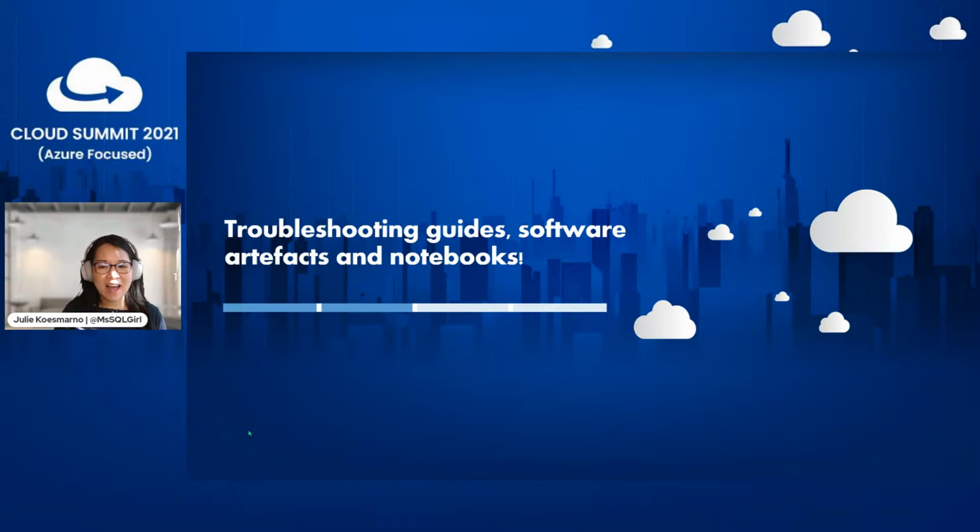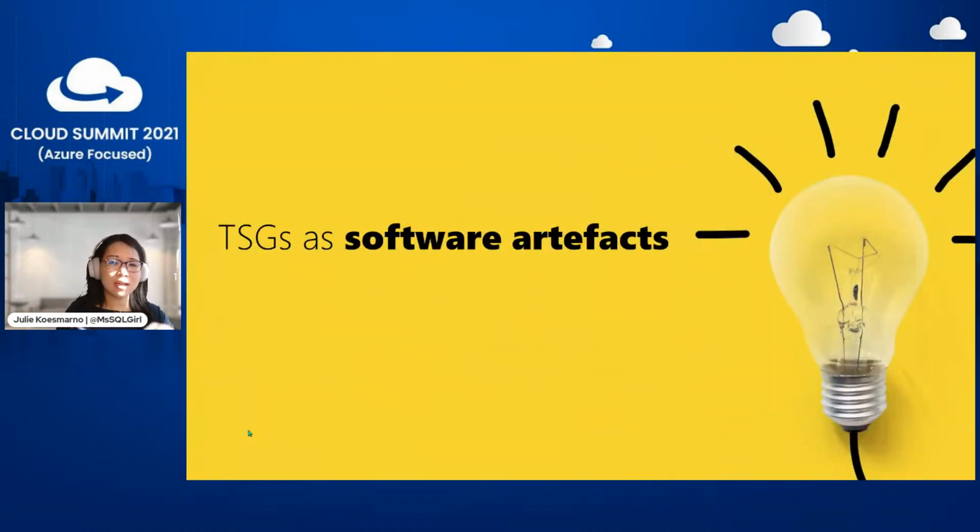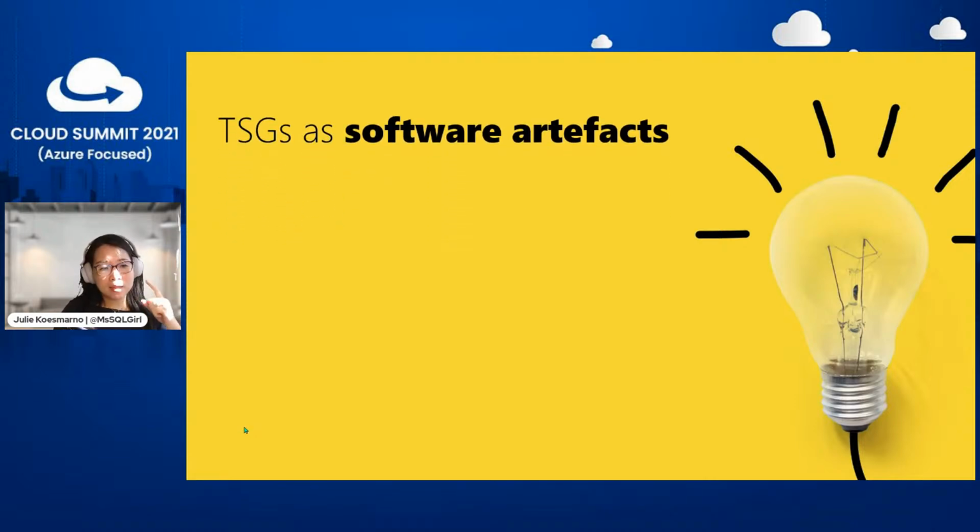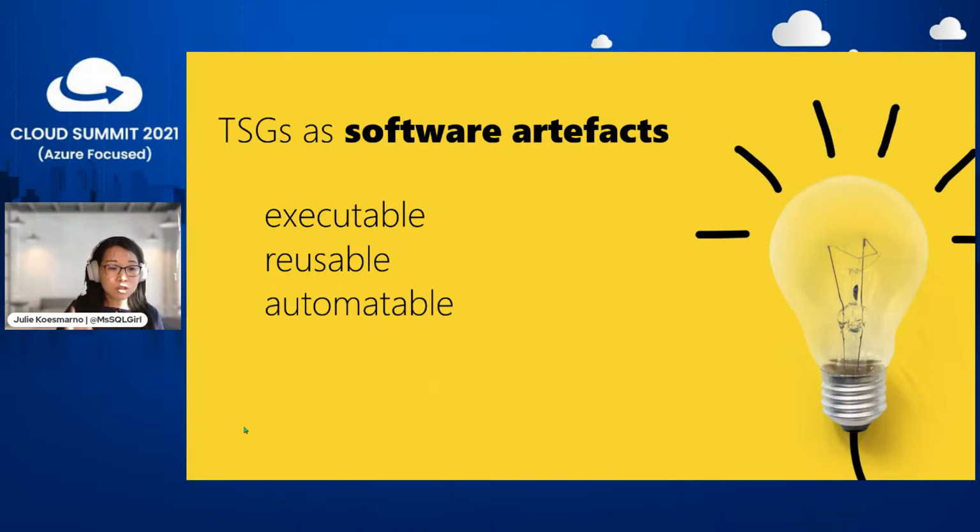All right, so what if we take a step forward and look at troubleshooting guides in a different light, which is looking at it from a software artifacts or software engineering point of view. If we can make TSGs, your troubleshooting guide content, into software artifacts, what that really means is you can make them executable, reusable, and automatable as well. If they are software artifacts, then you can also potentially get the goodness of auto build and auto testing as well, right?